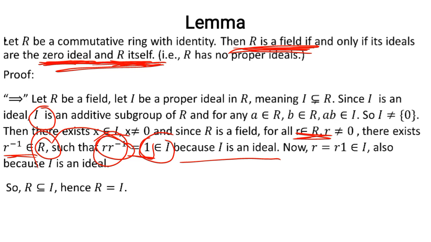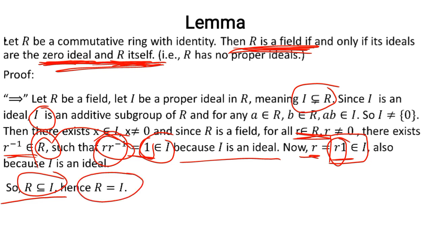But then carefully note something. r is the same as r times 1, meaning that every r in our ring R, when multiplied with 1, will be in I. That means that R is contained in I. And by the containment, the fact that I is contained in R and R is contained in I means R is equal to I. And therefore, we've proved the first direction of the proof.